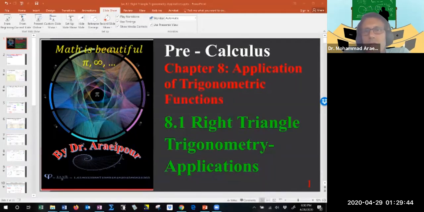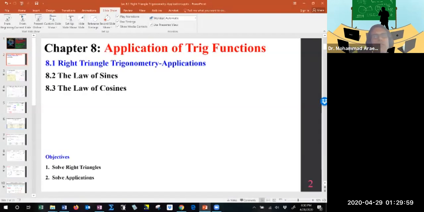We are starting chapter 8, application of trigonometric functions, section 8.1, right triangle trigonometry applications. So in this chapter, we'll be dealing with right triangle trigonometry applications, and then we add to it the law of sines and cosines.